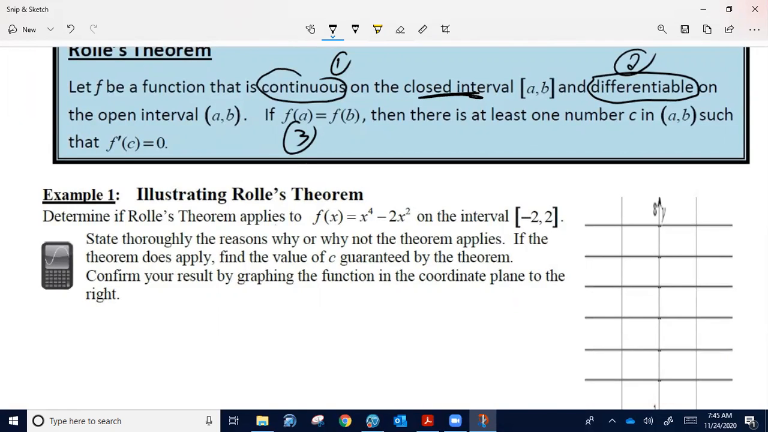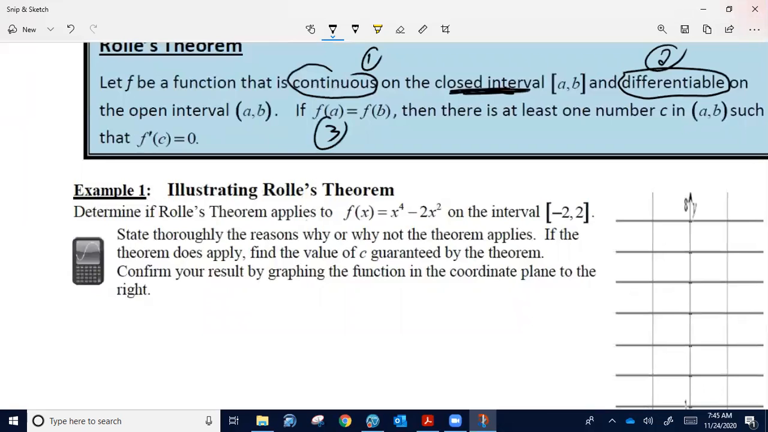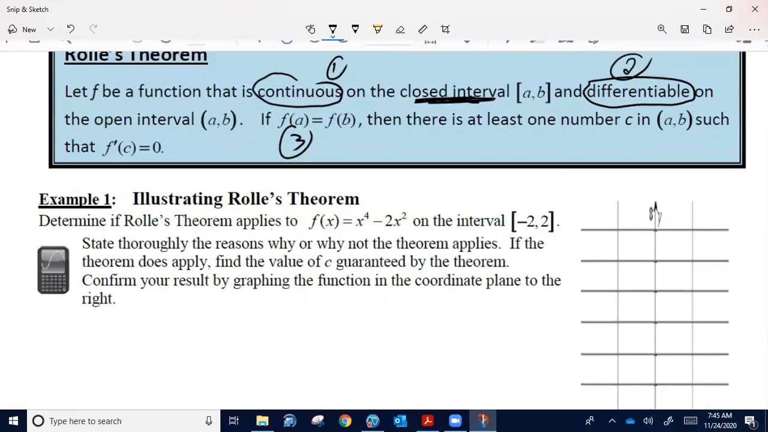Continuous on the closed interval. Don't get hung up on that. That just means you have a start and a stop, and they're dots. Differentiable on the open interval. Open means the endpoints don't matter. So again, closed interval means endpoints matter. They have to be there. Open interval means endpoints do not matter.